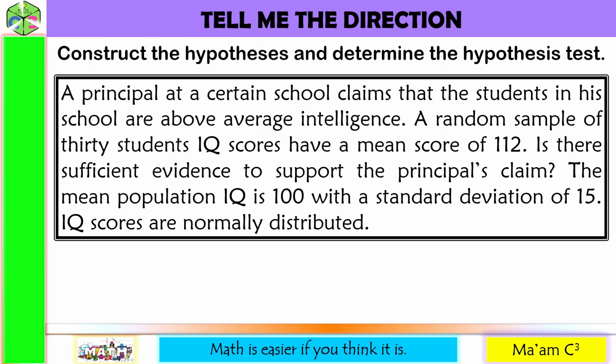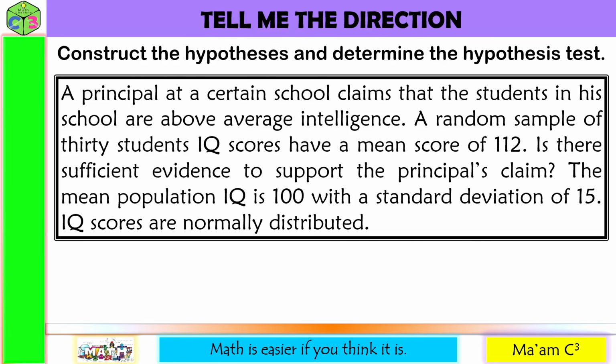A principal at a certain school claims that the students in his school are above average intelligence. A random sample of 30 students' IQ scores have a mean score of 112. Is there sufficient evidence to support the principal's claim? The mean population IQ is 100, with a standard deviation of 15. IQ scores are normally distributed.